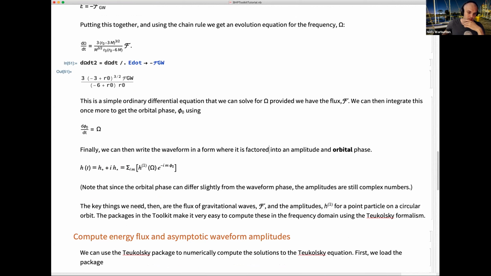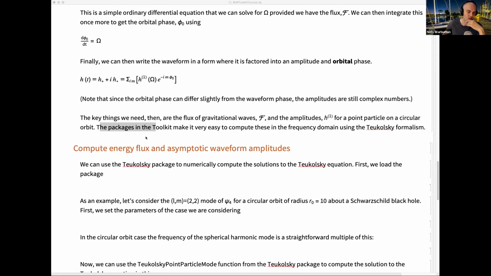So we can see from above what we need is the flux of gravitational waves. We're going to need these amplitudes as well. And all of this for a point particle on a circular orbit. And the packages that appear in the toolkit make that very easy to do with the current setup. Okay, so let's go ahead and compute the energy flux and the asymptotic wave amplitudes.